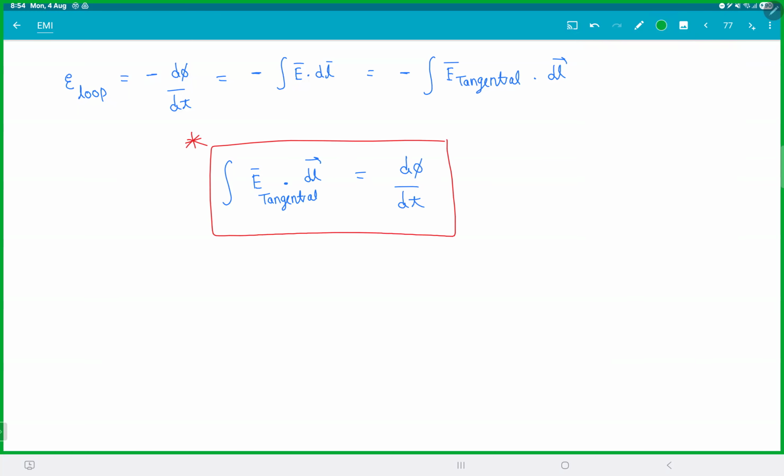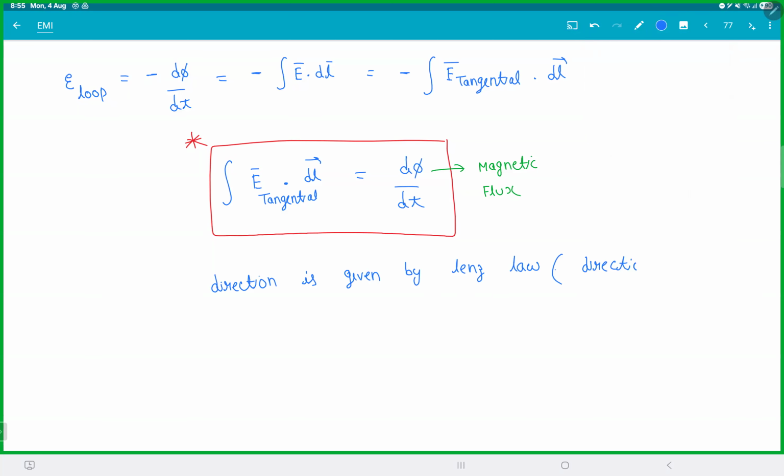This is your magnetic flux. Be careful. The rate of change of magnetic flux. And what about the direction? The direction is given by Lenz's law, just like the current's direction. If they ask you to find the direction of electric field, assume there is a loop, find the direction of the current, that will be the direction of the field.